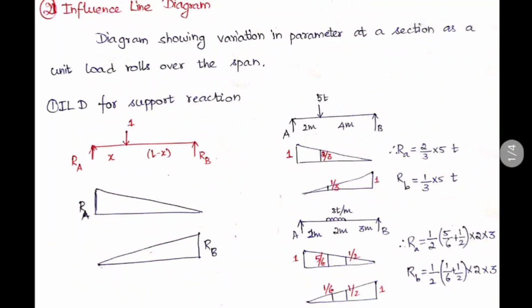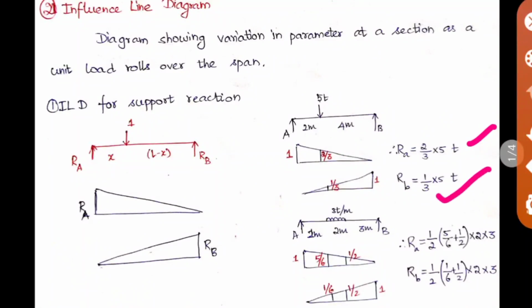When a point load is applied, you should multiply the ordinate value with the load. That's all. So for RA you multiply 2 by 3 into 5 ton, so you will get RA as 10 by 3 ton, and for RB you multiply 1 by 3 into 5, so you will get the value as 5 by 3 ton. So this is all about the point load application. But in the case of UDL, you should calculate the area and then multiply it with the load which is prevailing there.